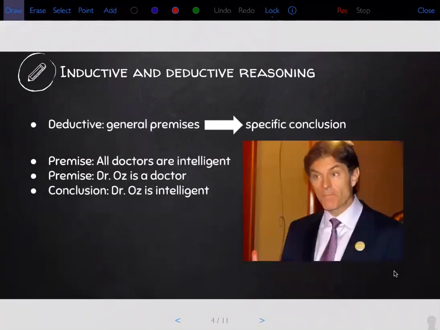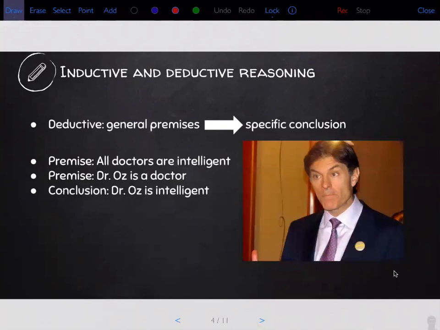Then we go on to deductive reasoning. So deductive reasoning kind of does the opposite. Deductive reasoning takes a lot of general ideas out there. It makes connections between those general ideas. And because of those connections, we're able to get a really specific conclusion. Now, this reasoning is much more sound, and it's what we use in analyzing arguments.